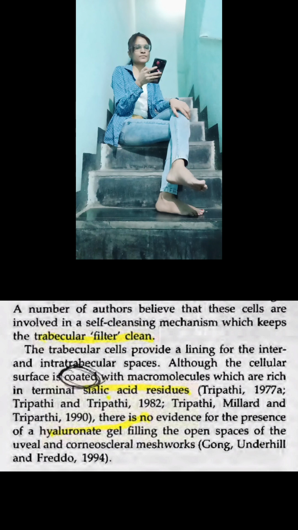The trabecular cells provide a lining for the inter and intratrabecular spaces. Although the cellular surface is coated with macromolecules which are rich in terminal sialic acid residues, there is no evidence for the presence of hyaluronic acid gel filling the open spaces of the uveal and corneoscleral meshworks.